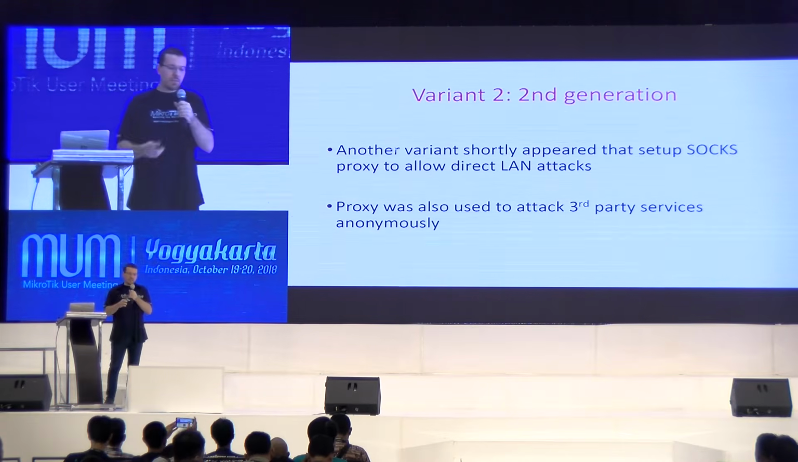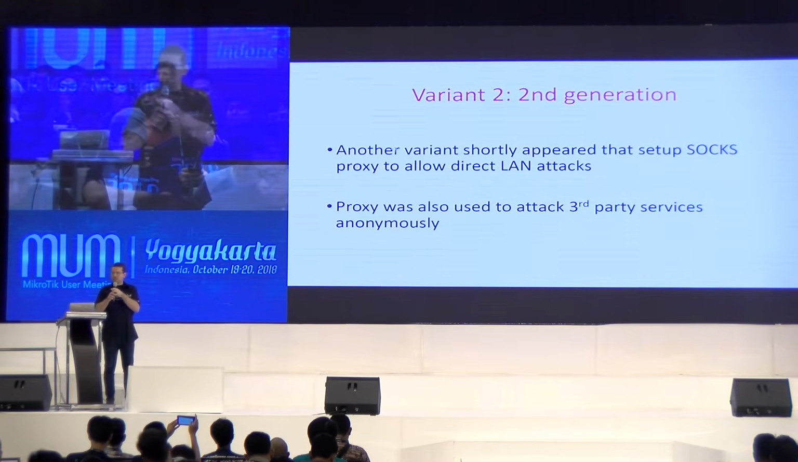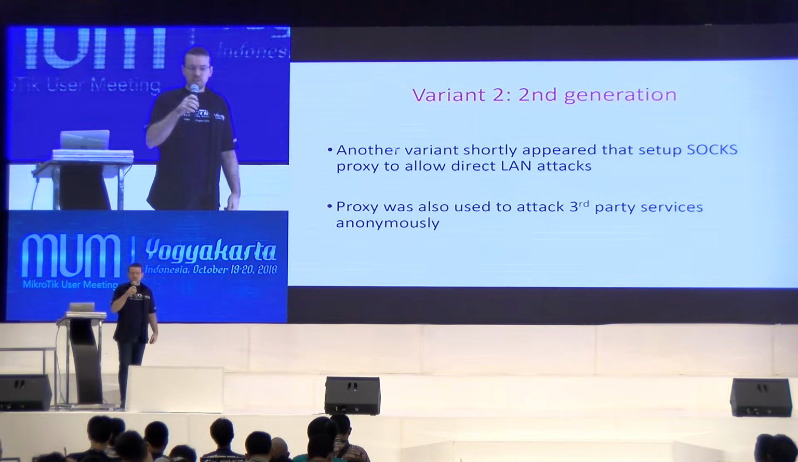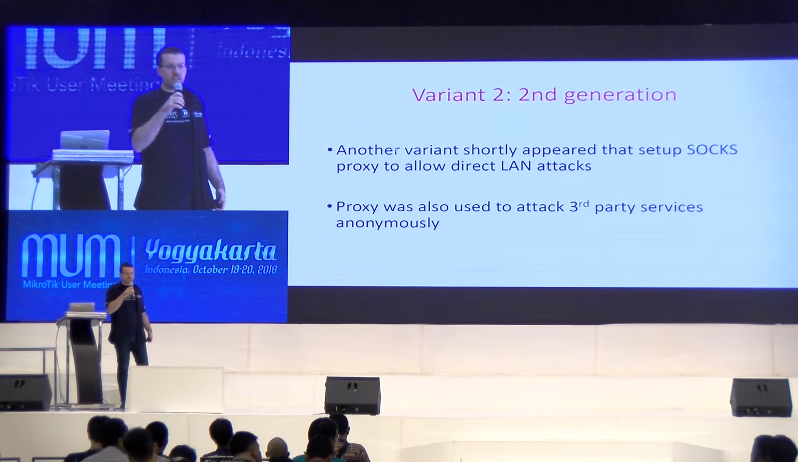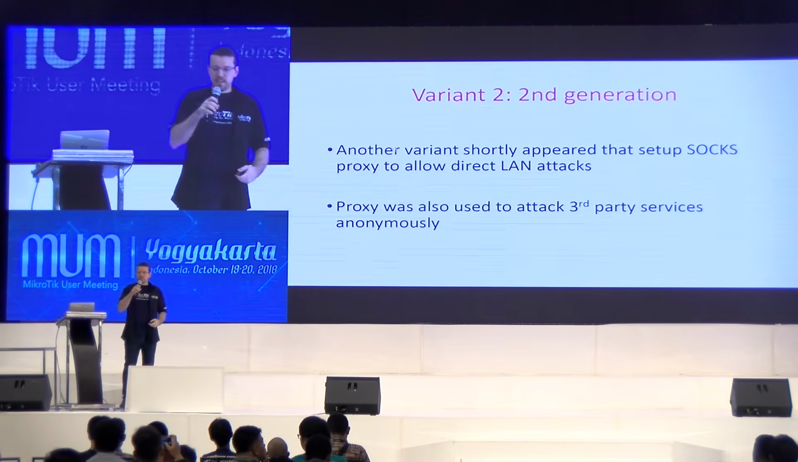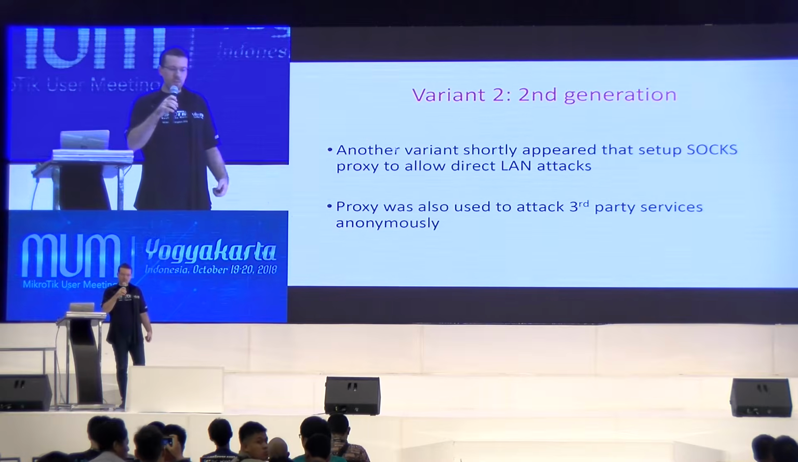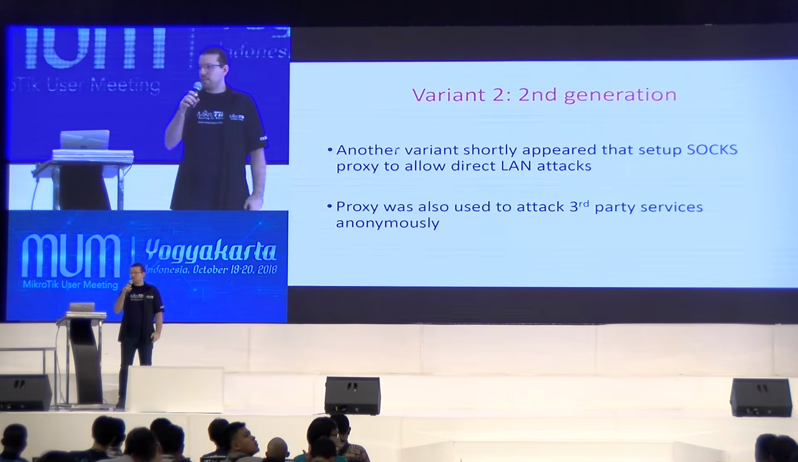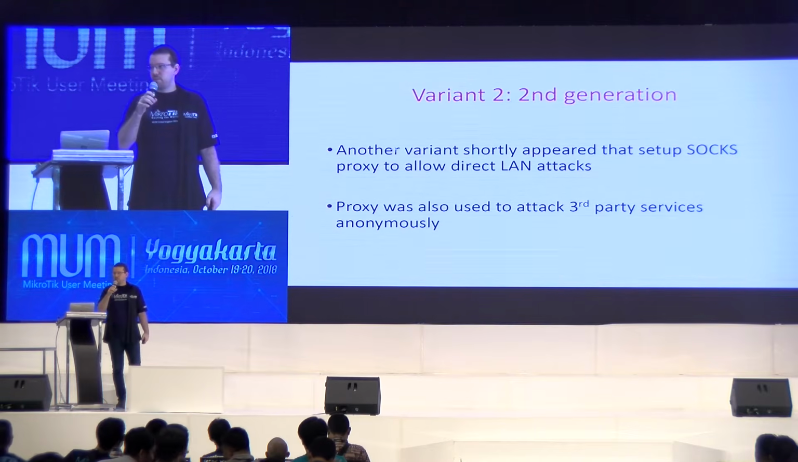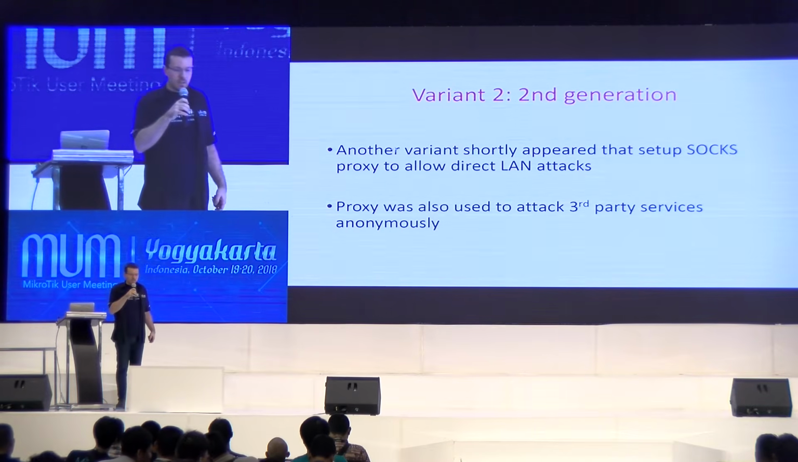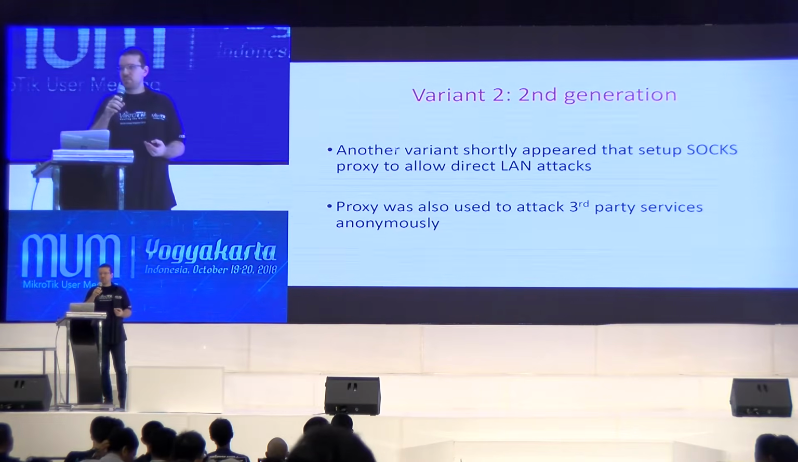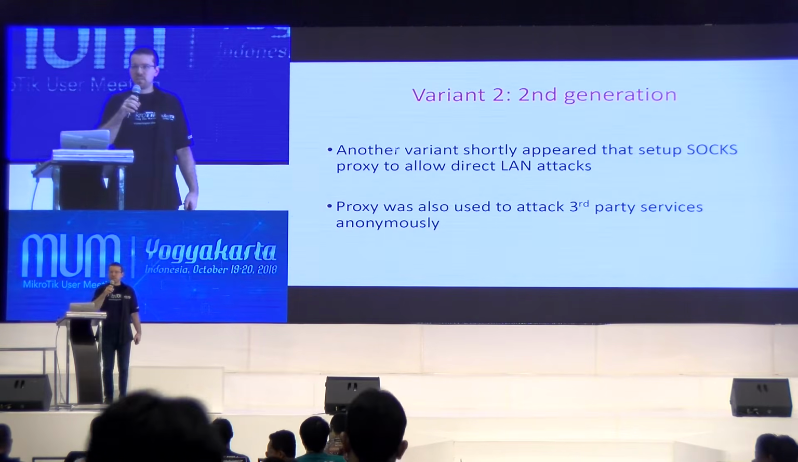But soon after that, a second generation of exploits and attacks came. And this second generation was a little bit different, because this one focused on setting up SOCKS proxy on the router, and through the SOCKS proxy, directly attacking the local network behind the router. Additionally, this SOCKS proxy could then be used to attack third-party services anonymously.